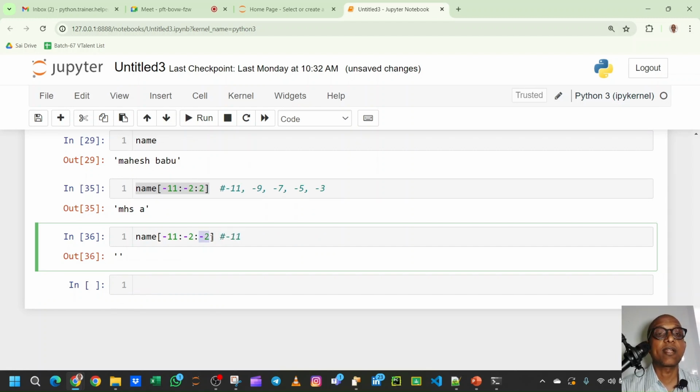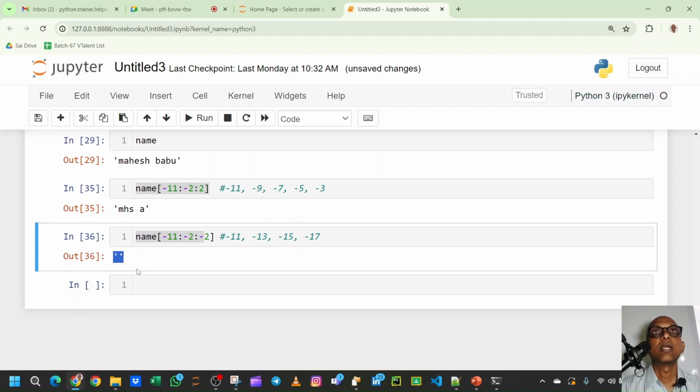That is my incremental value, right? What is the next value? -13, -15, and -17. So it keeps on decrementing. It will never reach -2, correct? Since it never reaches -2, these values are not proper values. It is simply going to give empty.